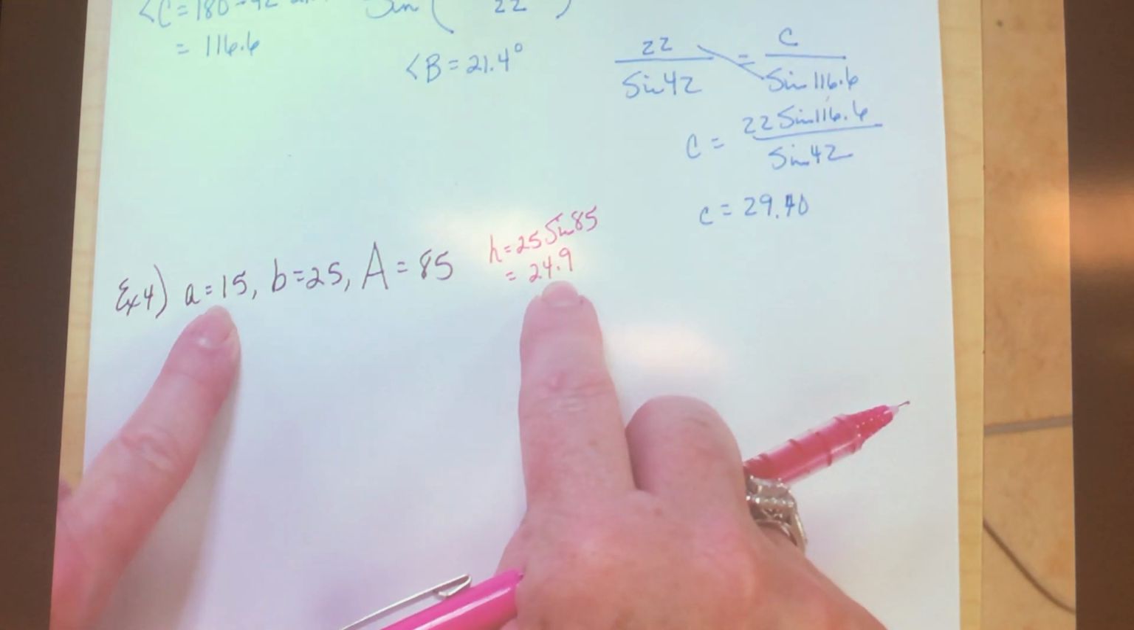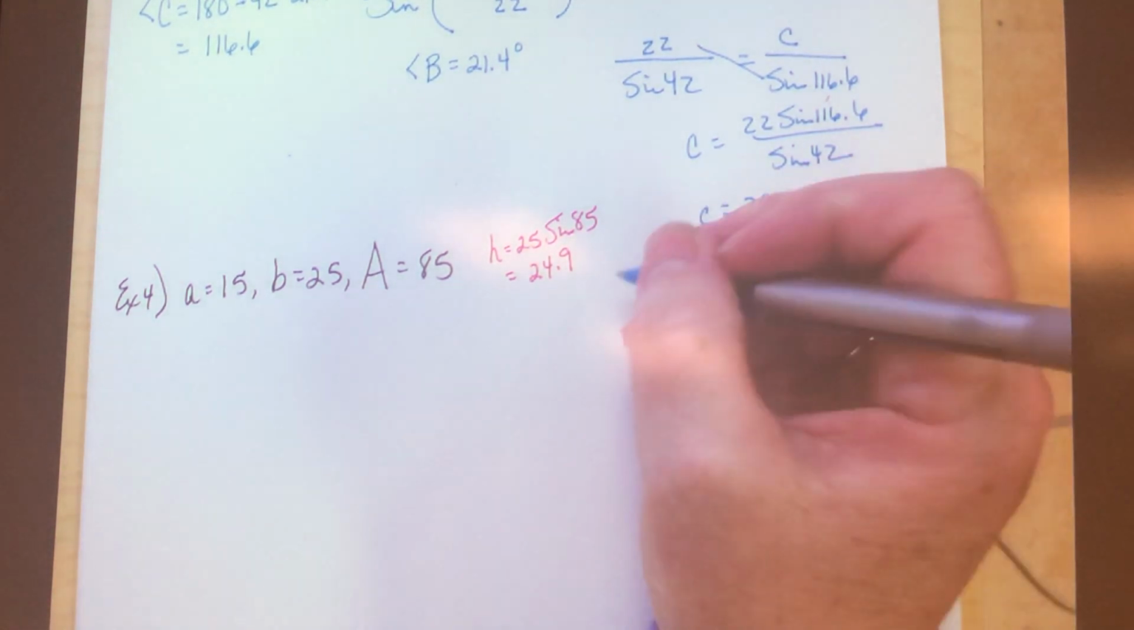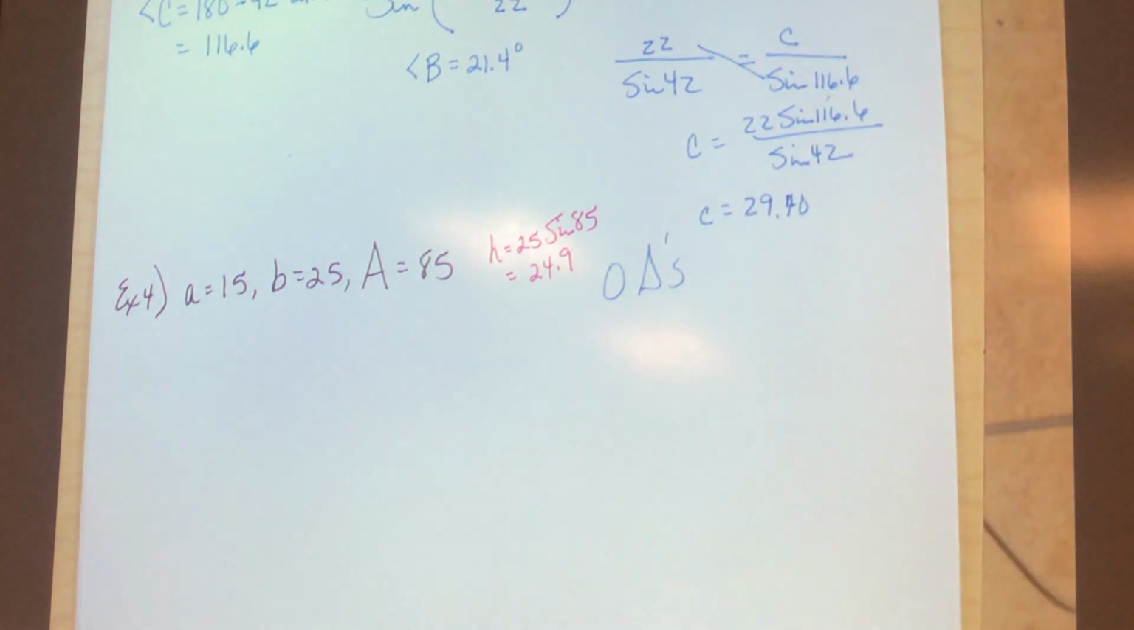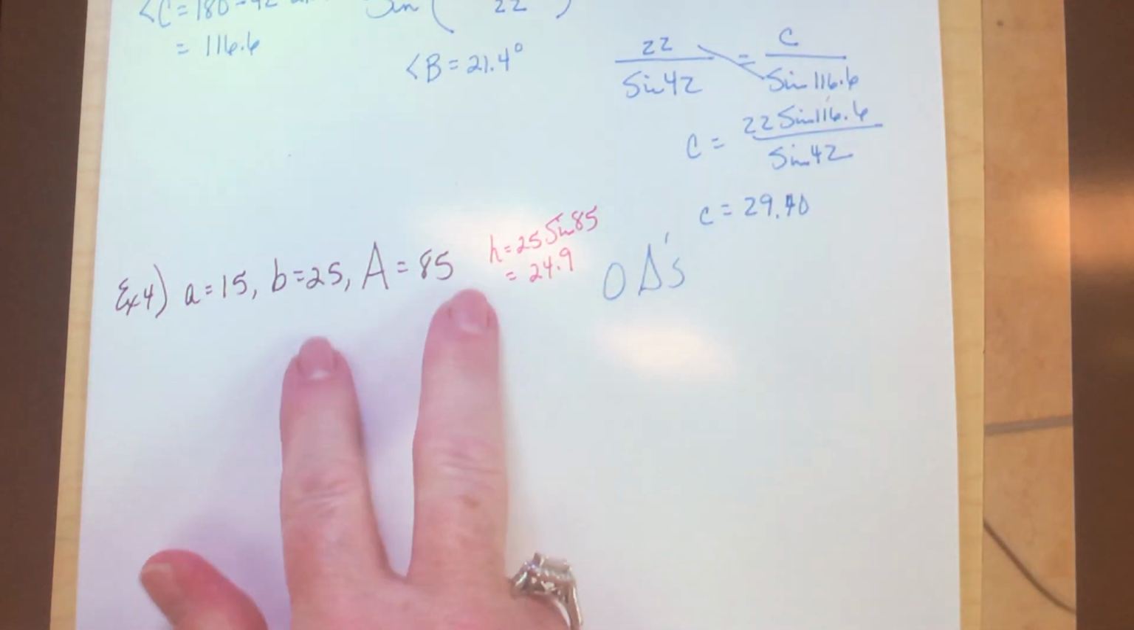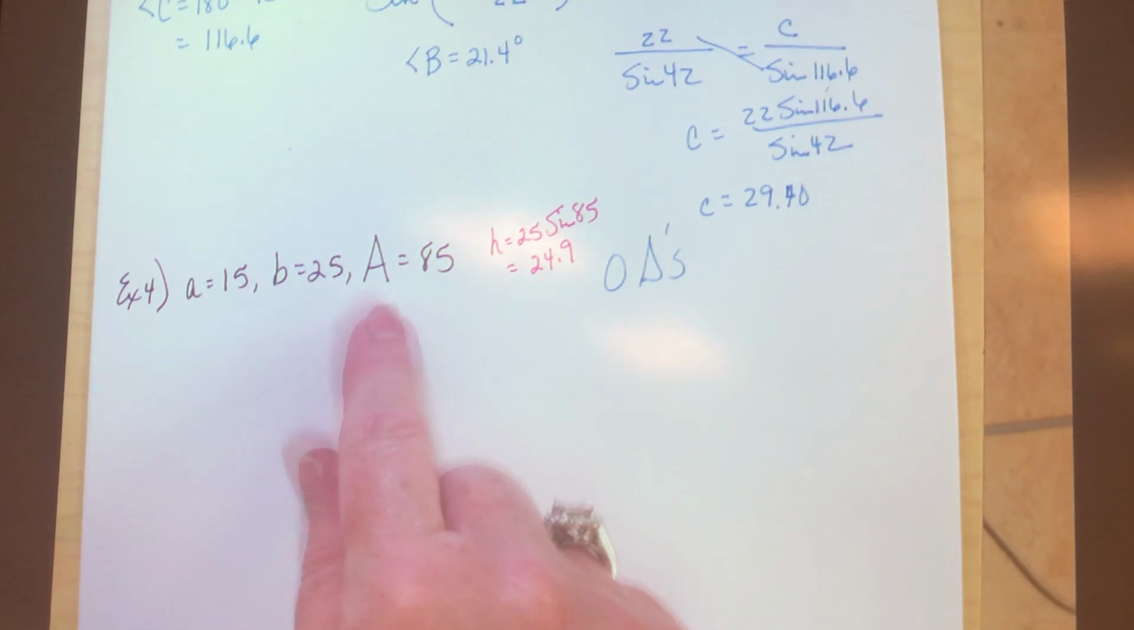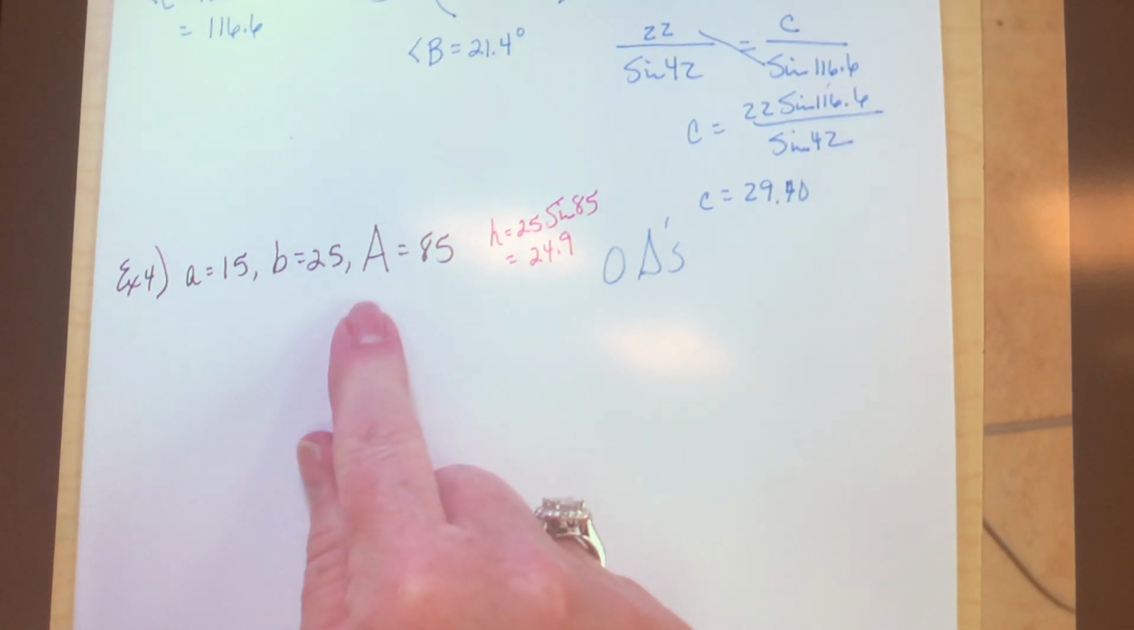All right, so is this side bigger than 24.9? Nope. How many triangles, people? 0 triangles. There are no answers to this. This is the answer to it. Not possible. Can't do it. Doesn't make a triangle. Okay?